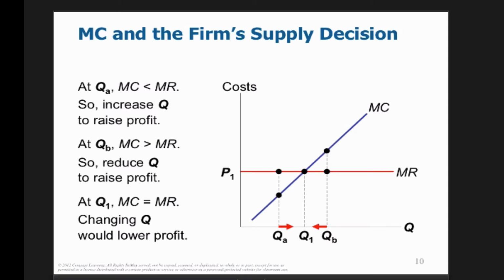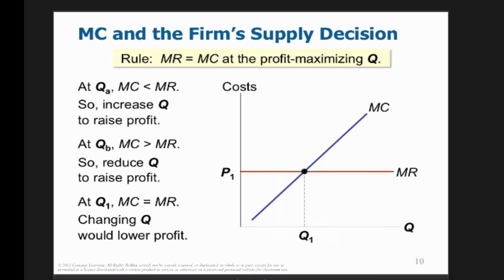Okay. So if you are at this profit maximizing quantity and you change that quantity, you lose money. Period. Here's your rule. Marginal cost and marginal revenue are equal at the profit maximizing quantity. And your goal as a firm is always going to be to find that profit maximizing quantity.